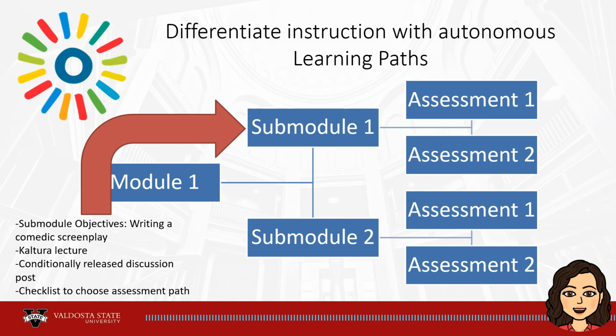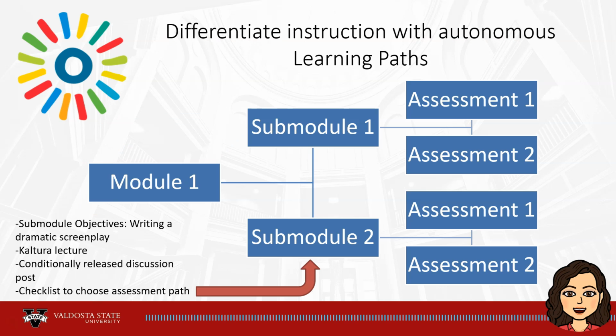Well, in our first submodule, this will be all about writing a comedic screenplay, let's say. So if students select comedic screenplay in the Module 1 checklist, only this module will open up next. So here we can include a Kaltura enhanced lecture and quiz. We can perhaps use a discussion post, and then we'll have one more checklist that allows students to choose their assessment path.